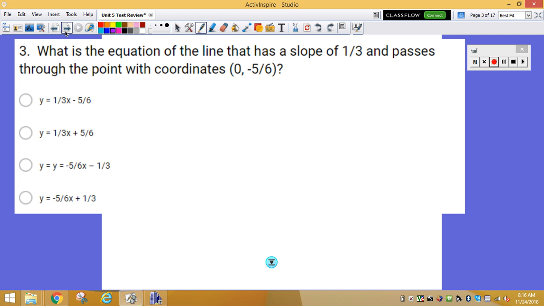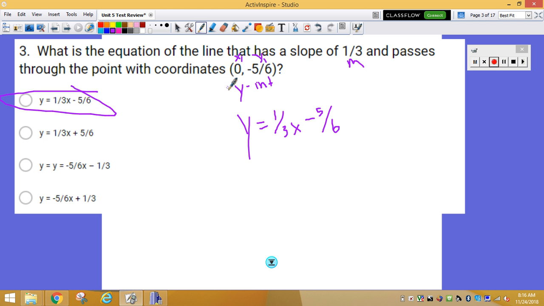Number 3. Slope is your m. Here's your x1 and your y1. Remember that if the 0 comes first, that means that is your y-intercept. So this one's actually really easy. Your slope is 1/3 x. Your y-intercept is -5/6. And that's your answer. So it should be A on this one. Okay? So remember, if x comes first, that means that's your y-intercept. And that's the number that goes at the end of your equation.